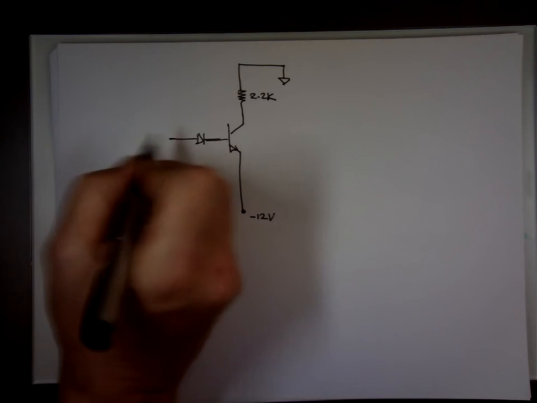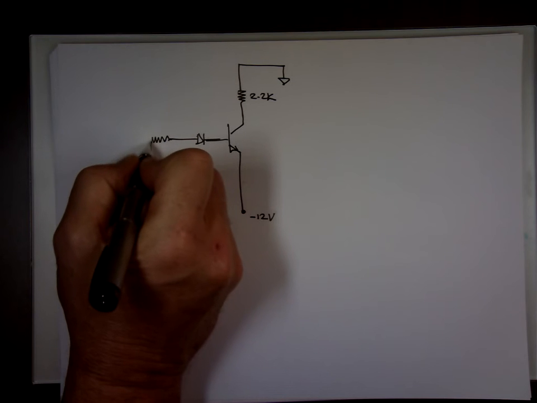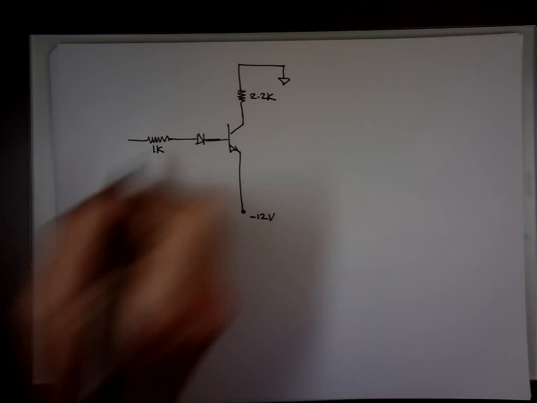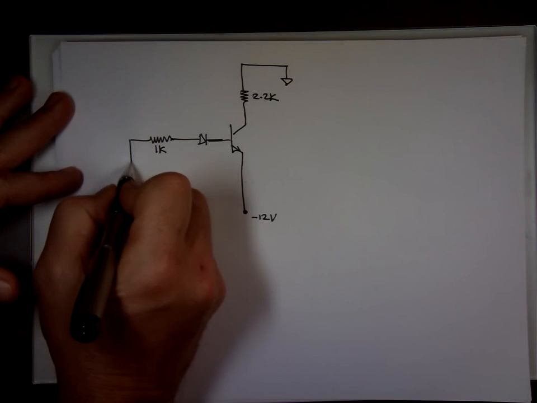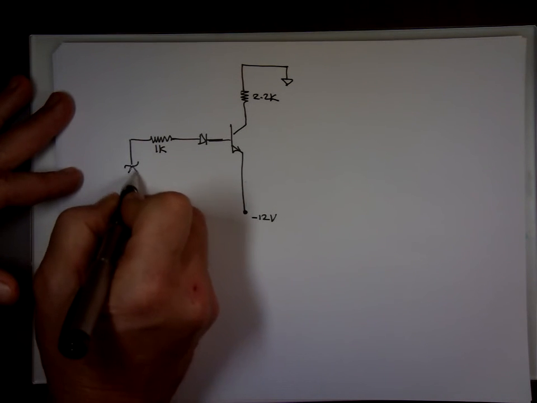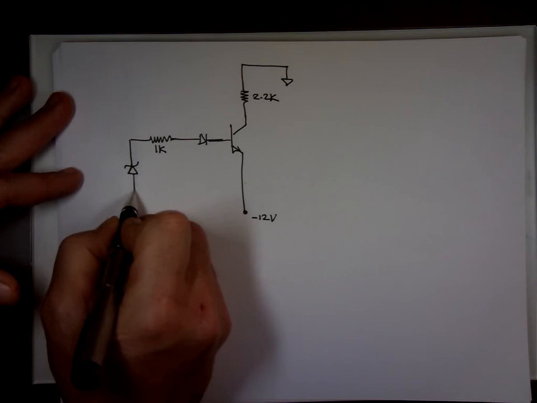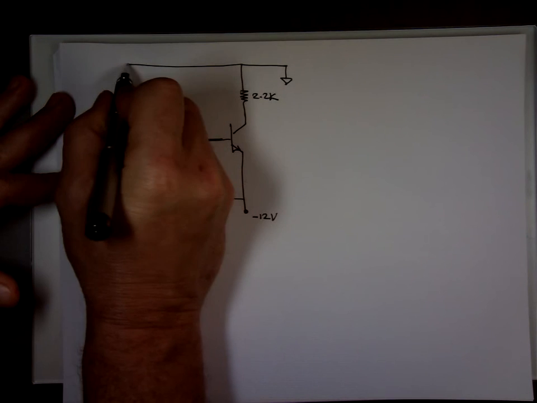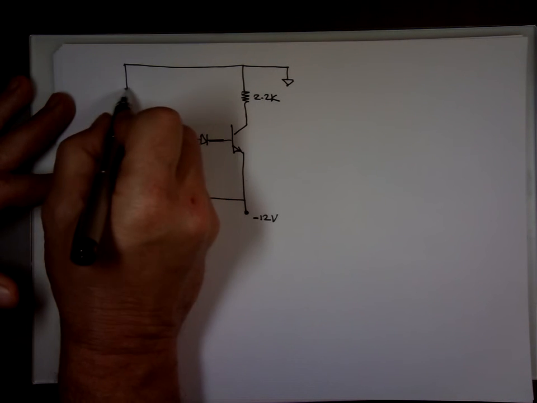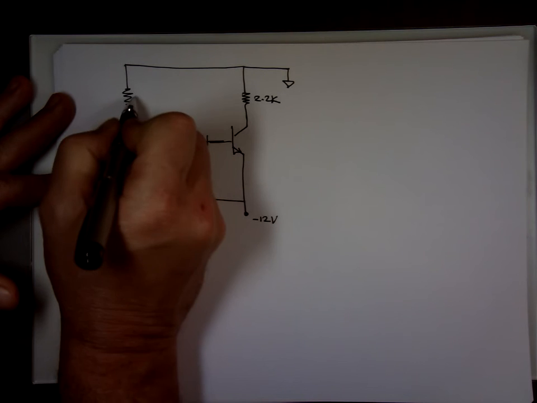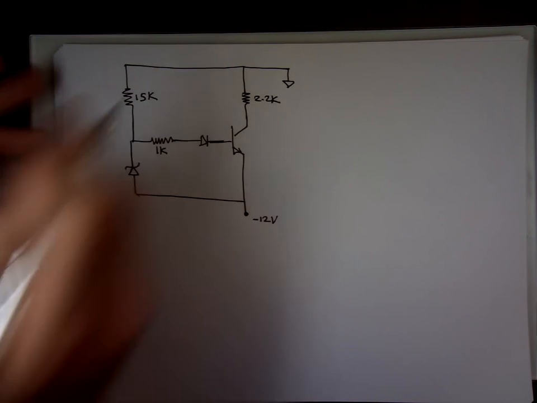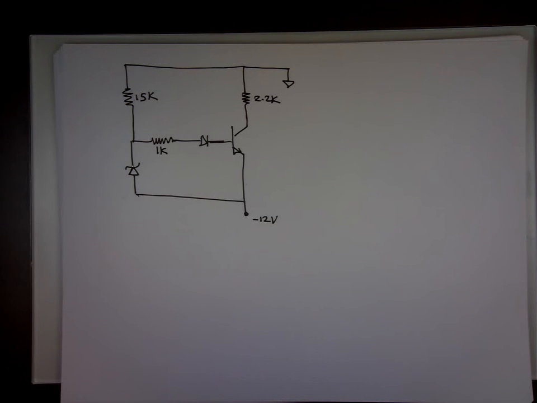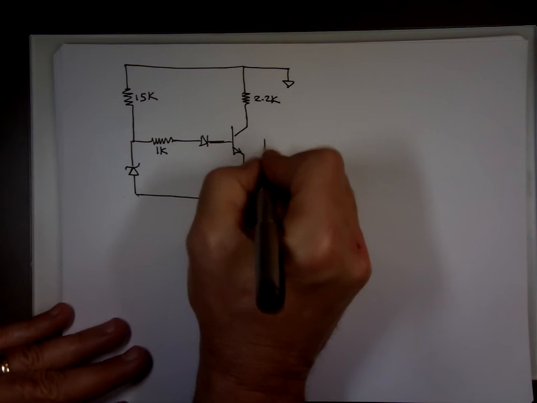Put a resistor here of 1K. Put a Zener diode here. And let's put a 15K up there. I'm just having fun with this. And let's assume beta for this problem equals 30.